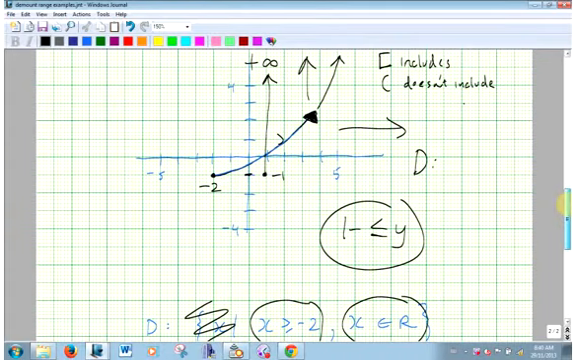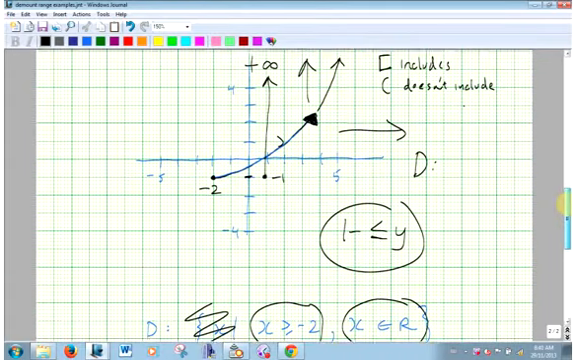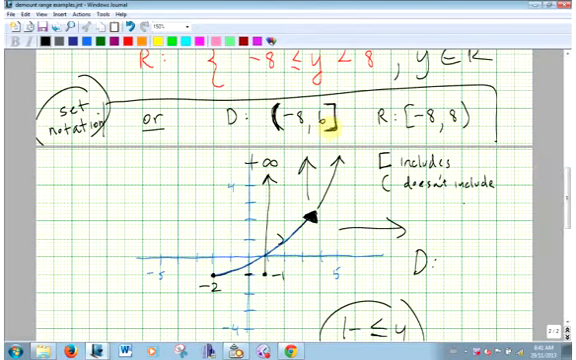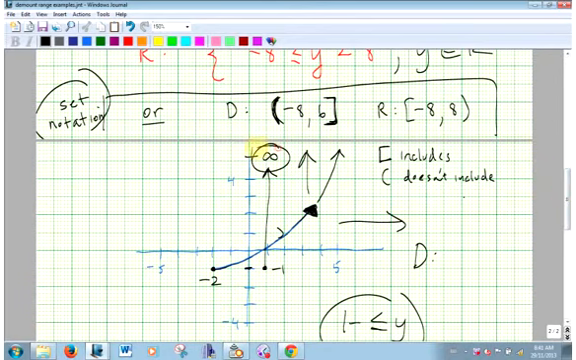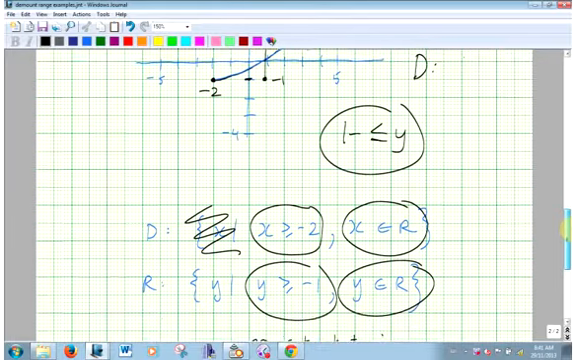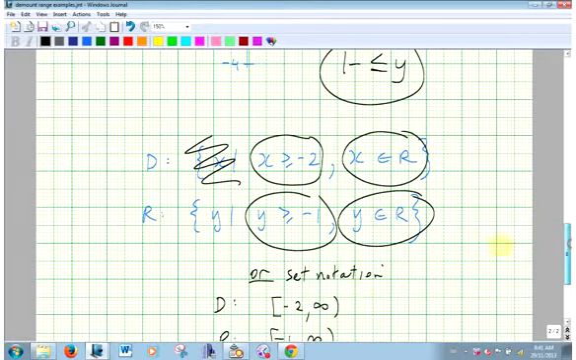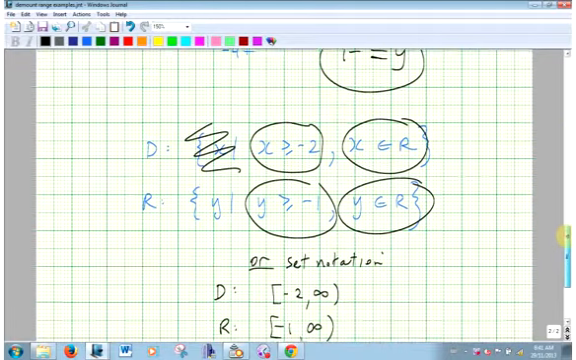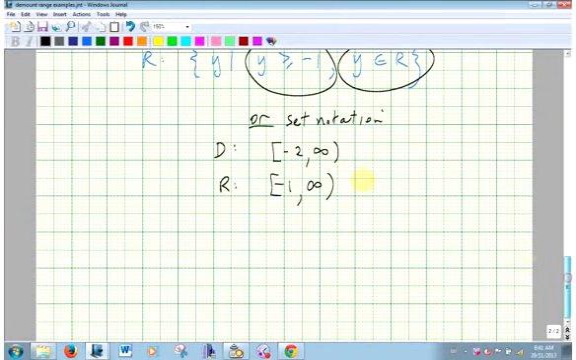How's this in set notation? Because I don't have a number here, you just use this. What's the domain in set notation? It includes -2 and goes, Alicia's hurting her neck, here we go. It includes this point -2, and goes all the way out to positive infinity.